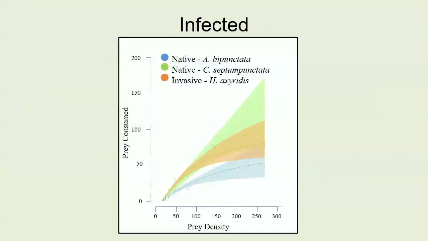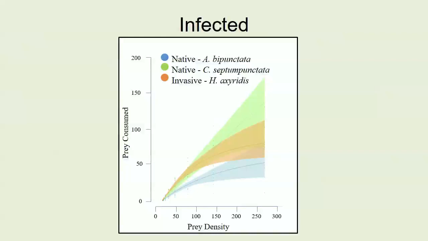When we compared our infected and uninfected treatment for both the harlequin ladybird and the two-spot ladybird, that's orange and blue, the infection brought about an overall reduction in the predatory impact. For the harlequin ladybird, this was 13%, and the two-spot ladybird, it was, sorry, 18%.